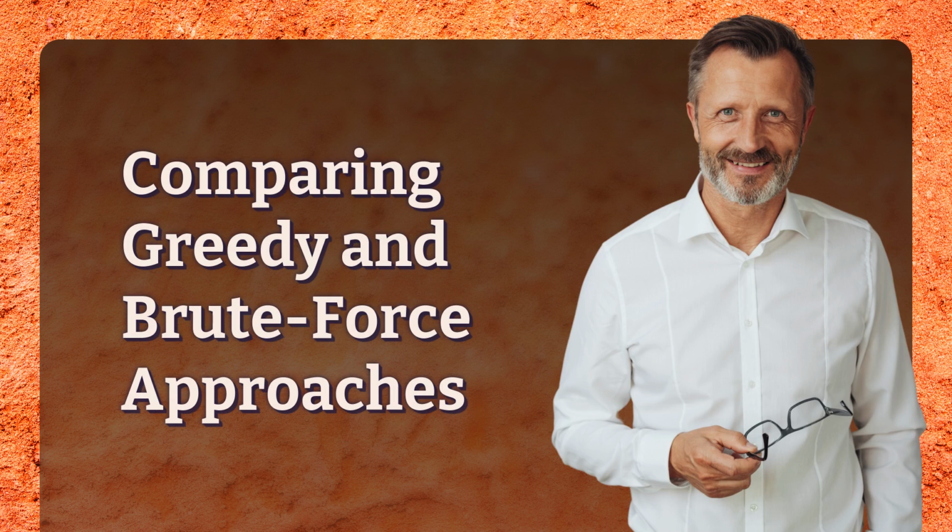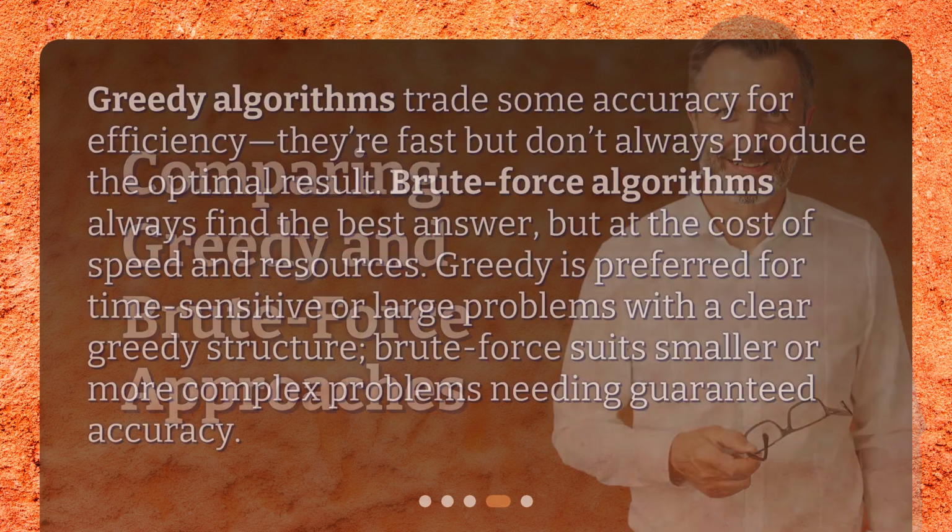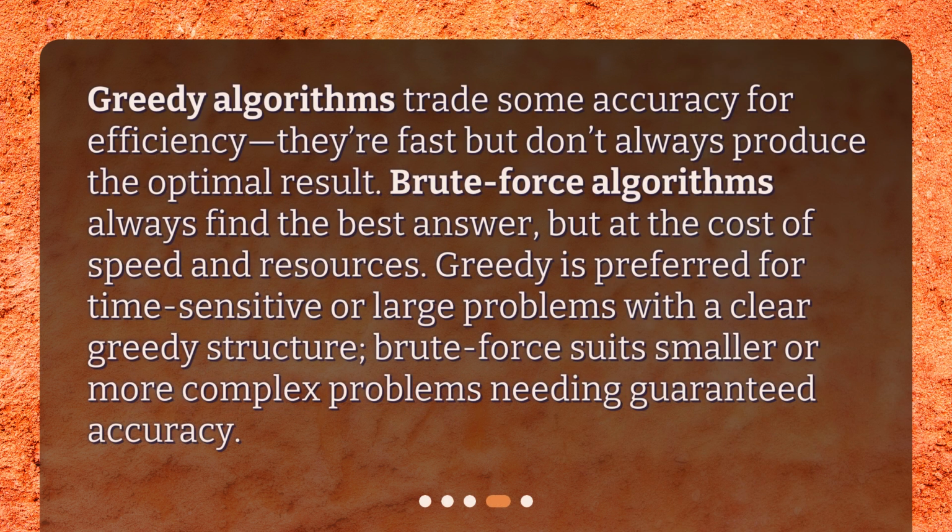Comparing greedy and brute force approaches. Greedy algorithms trade some accuracy for efficiency. They're fast, but don't always produce the optimal result. Brute force algorithms always find the best answer, but at the cost of speed and resources. Greedy is preferred for time-sensitive or large problems with a clear greedy structure. Brute force suits smaller or more complex problems needing guaranteed accuracy.